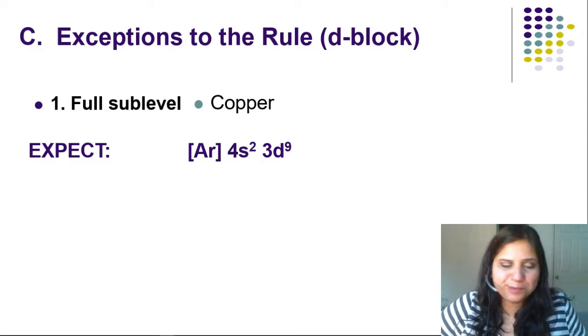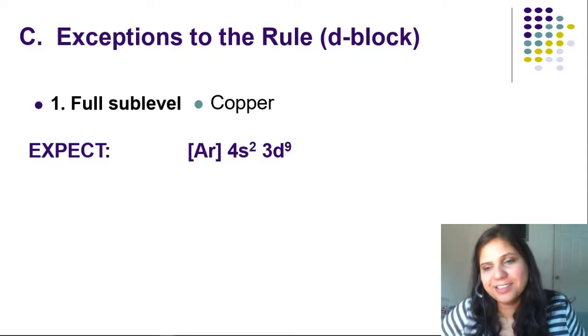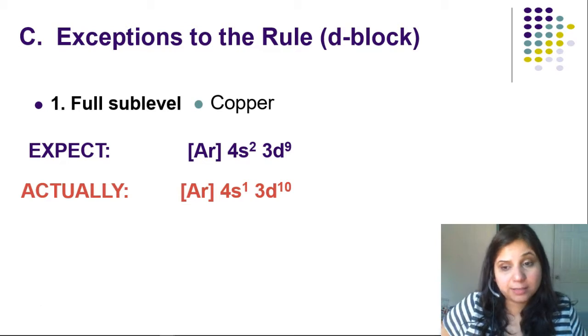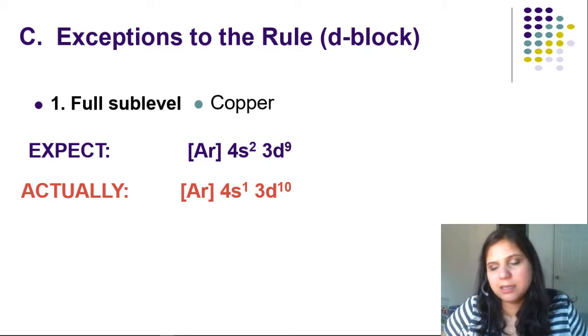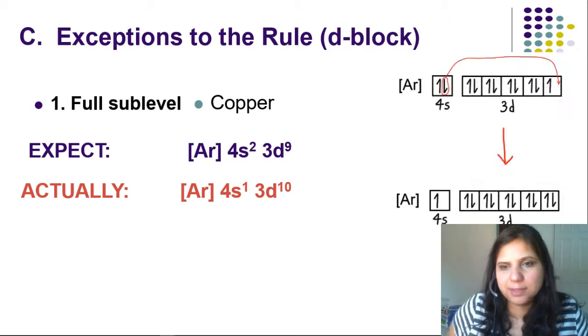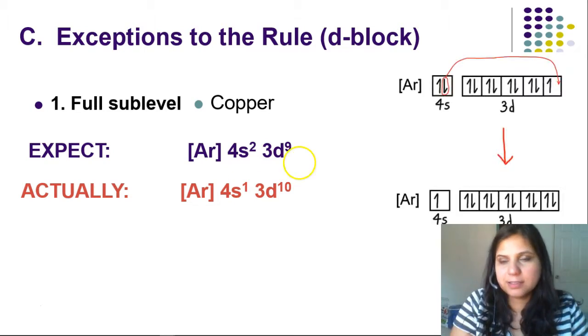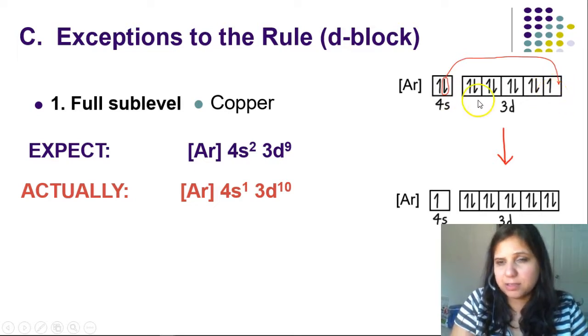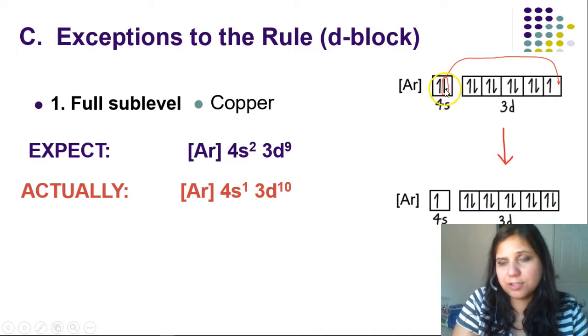However, when we test copper, what we end up finding is instead it looks more like this. It has 4s1 and then 3d10. And so we need to know why that happens. What happens is the D block orbital here is so close to being full. And remember, these are pretty close in energy. This is just slightly less energy to put an electron here.